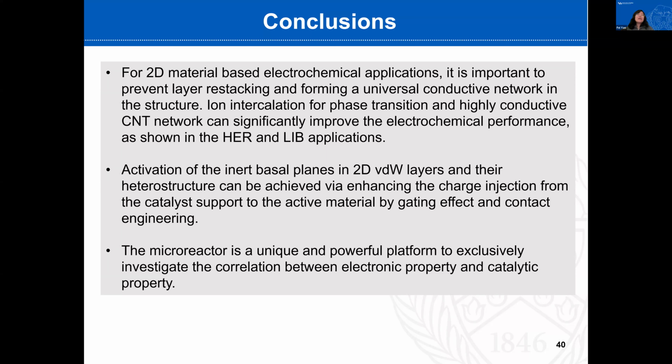On the other hand, activating the inert basal plane can be achieved by enhancing the charge injection from the catalyst support to the active material, either by using the gating effect or by wisely choosing the contact. So at last, I want to advertise the microreactor functionality, which is a very unique and powerful platform to exclusively investigate the correlation between the electronic property and the catalytic property.